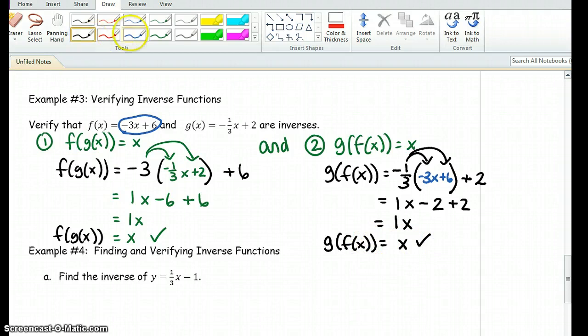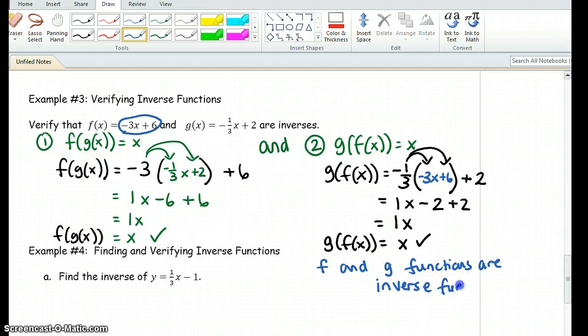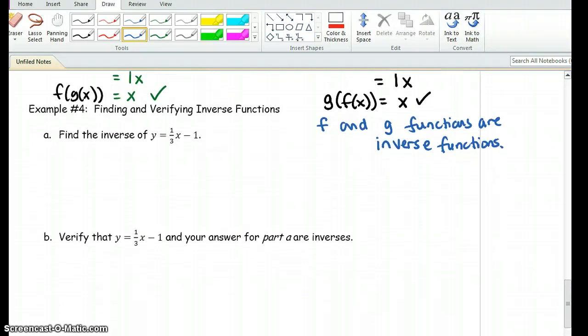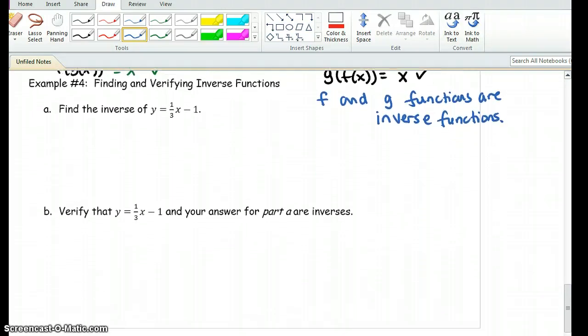And thus we can say that f and g functions are inverses, or are inverse functions. Voila! Alright. Let's do this one more time just so that you are good.